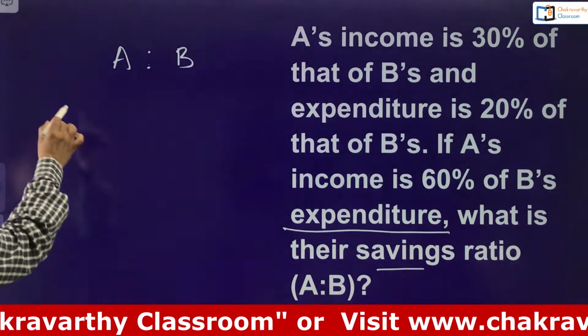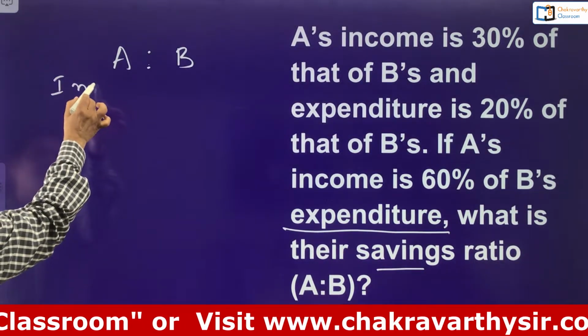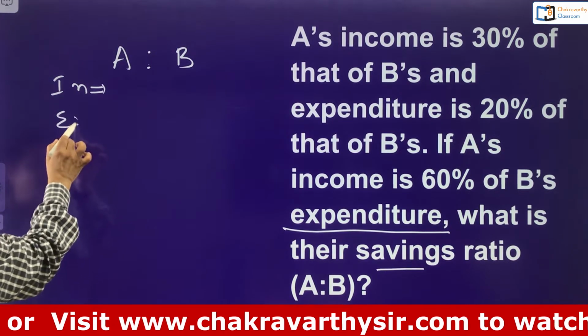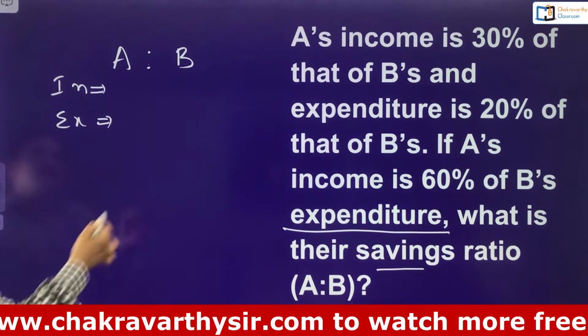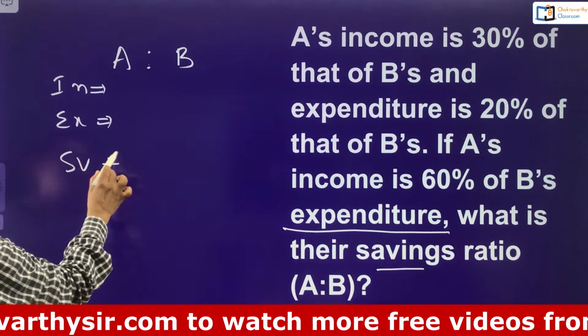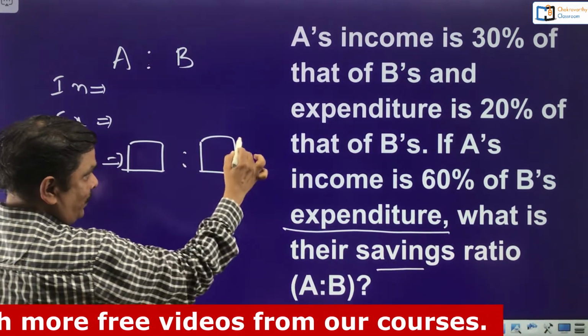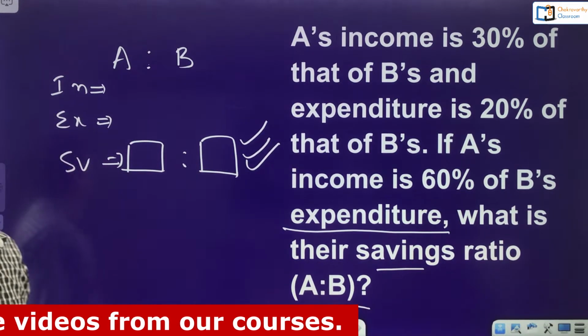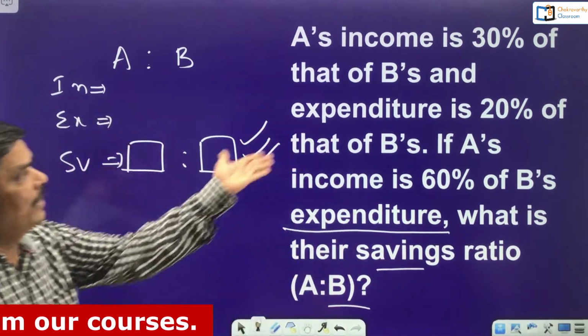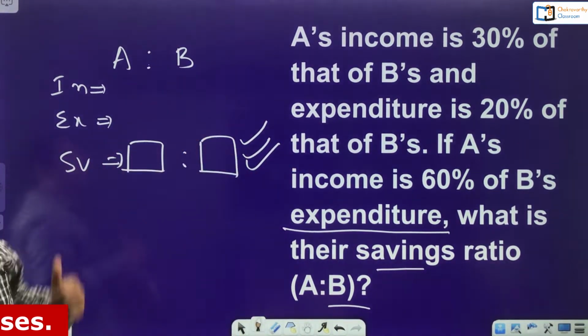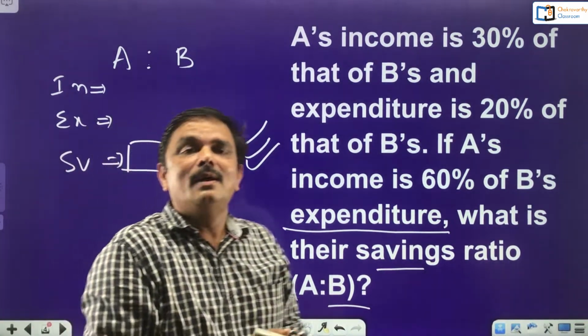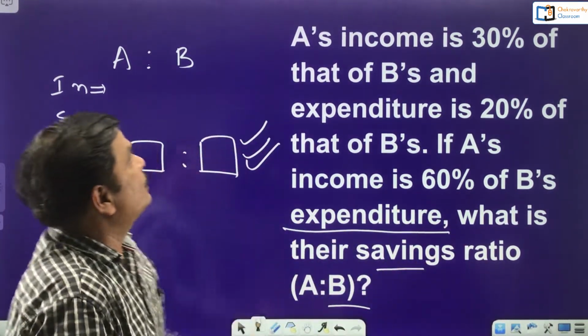Okay, they have given the figures for income, then expenditure indirectly they have given, and they are asking the ratio of savings, that is A to B. This is what exactly I need to find out. That's it. Here also you can start with imaginary numbers using the percentages or directly with the fractions also. Okay, now how to go for this one?